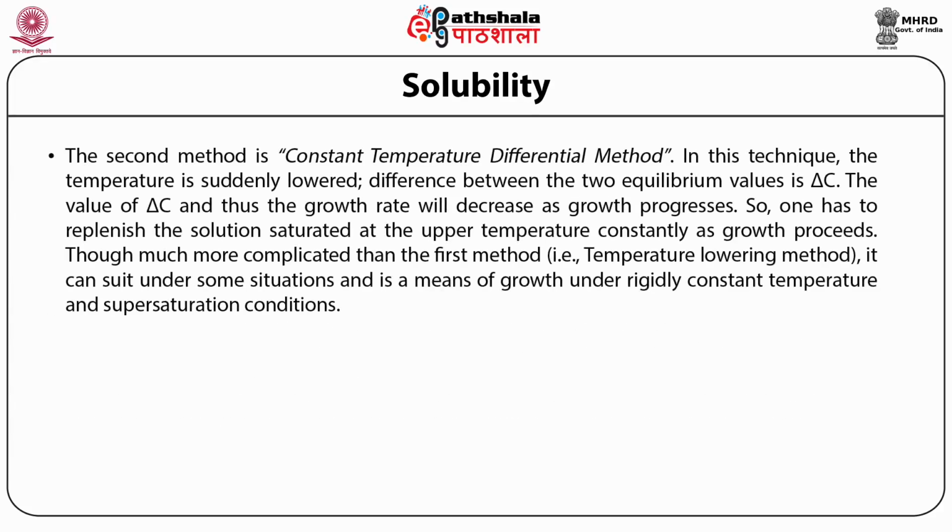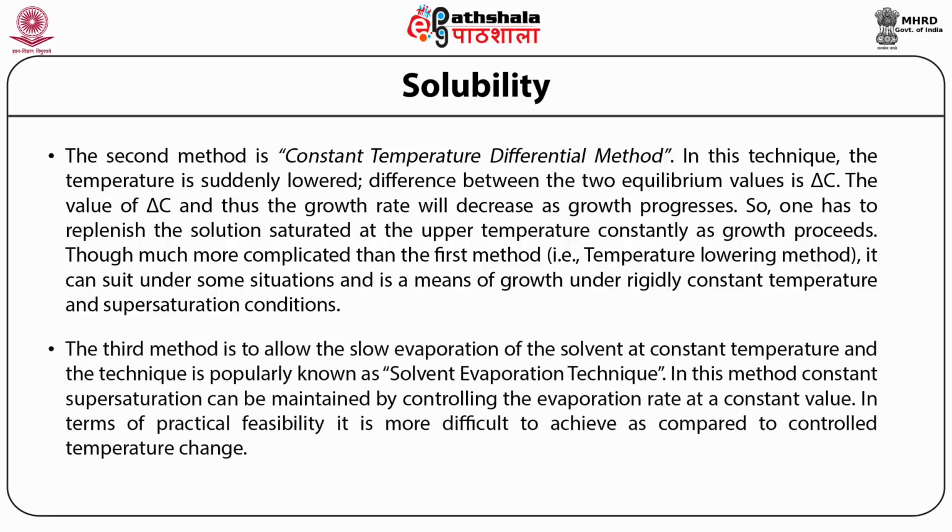The second method is the constant temperature differential method. In this technique, the temperature is suddenly lowered. The difference between the two equilibrium values is ΔC. The value of ΔC and thus the growth rate will decrease as growth progresses. So one has to replenish the solution saturated at the upper temperature constantly as growth proceeds. Though much more complicated than the first method, that is the temperature lowering method, it can still, under some situations, be a means of growth under rigidly constant temperature supersaturation conditions.